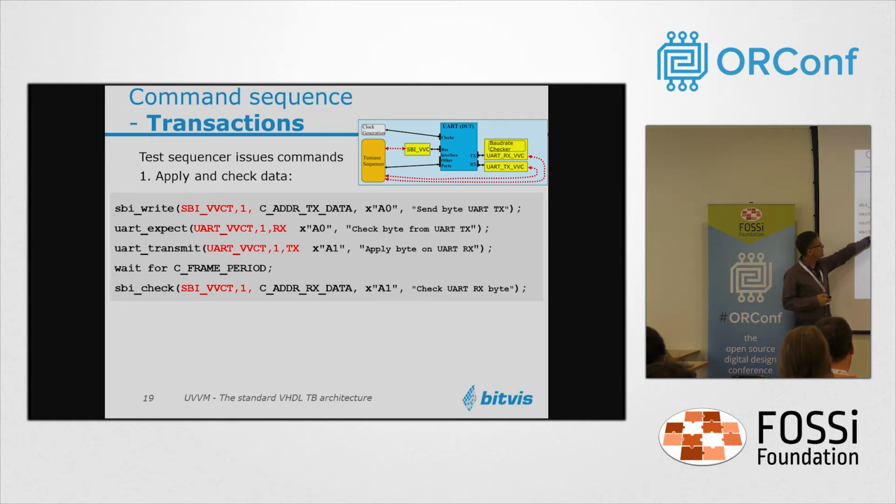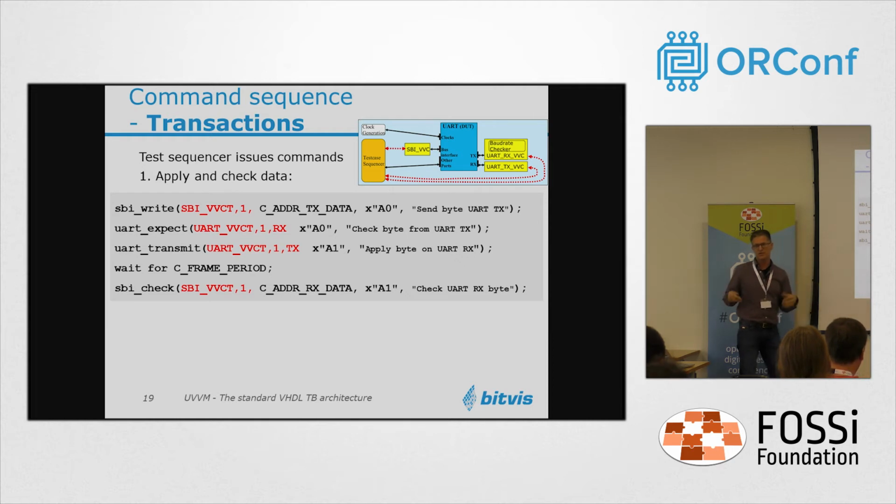Then you can do a UART transmit here. And by the way, when I say UART transmit, I'm talking from the verification point of view. That means from the verification point of view, a UART transmit will be connected to a UART RX on the device in the test, right? In this case, apply A1 on the UART RX, and then you wait for a UART frame period, and do an SPI check to check that I have actually received an A1. Then I checked all my interfaces. Of course, a very simple scenario, but still, I checked everything.